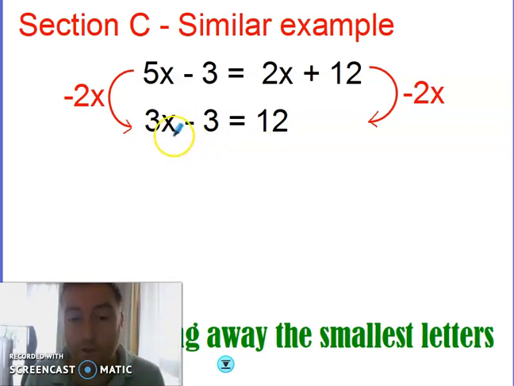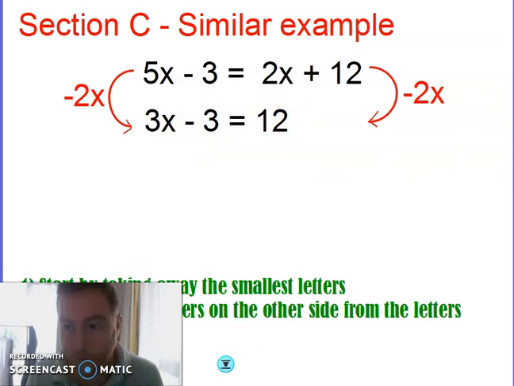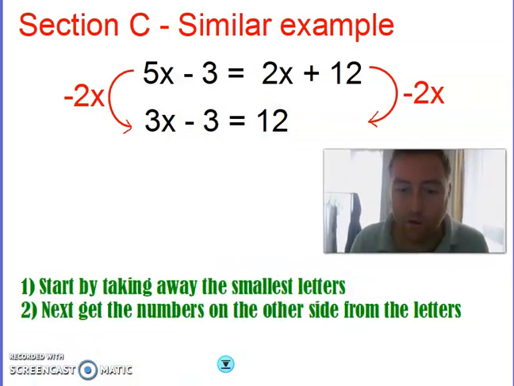So we're going to finish this the same. I've got letters and numbers on this side, numbers over here. I want to get all the numbers on one side, so my step 2 is going to be next get the numbers on the other side from the letters. So we're saying letters is over here, get the numbers over there. So what I'm going to do is I'm going to get rid of the minus 3 by adding 3.